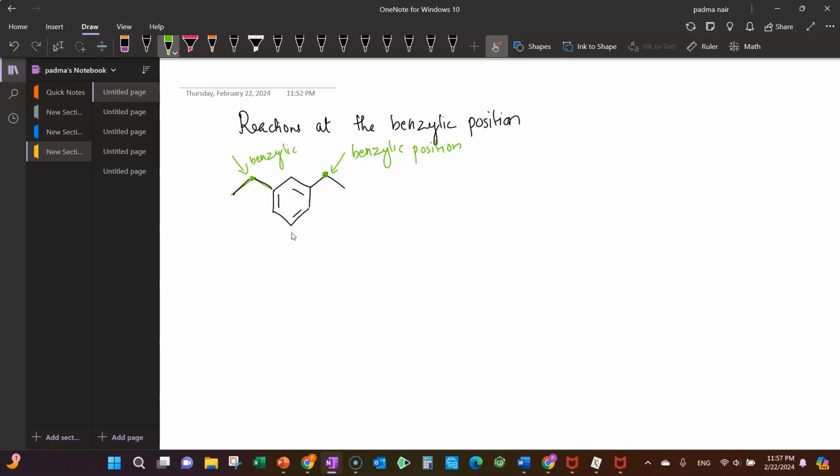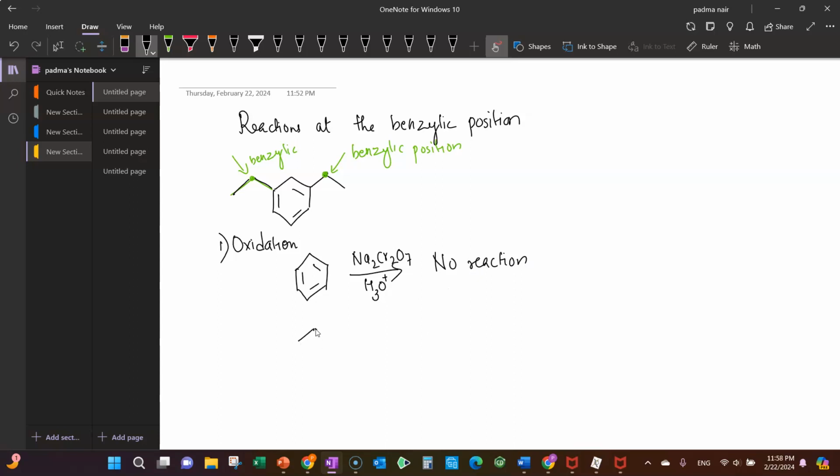What type of reactions are we going to look at here? The first one is oxidation. So if you take a benzene ring and try to oxidize it, for that we will need oxidizing agents. Some of the strong oxidizing agents are like sodium dichromate. Usually we do it in an acidic medium, H3O+. Actually, when we do this reaction with benzene, we do not see any reaction.